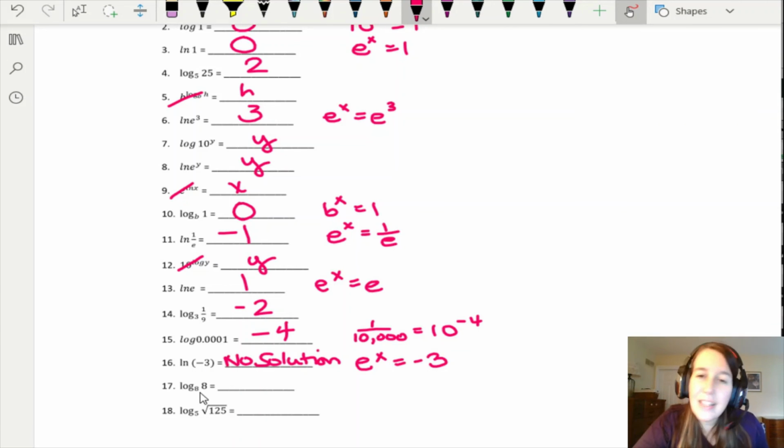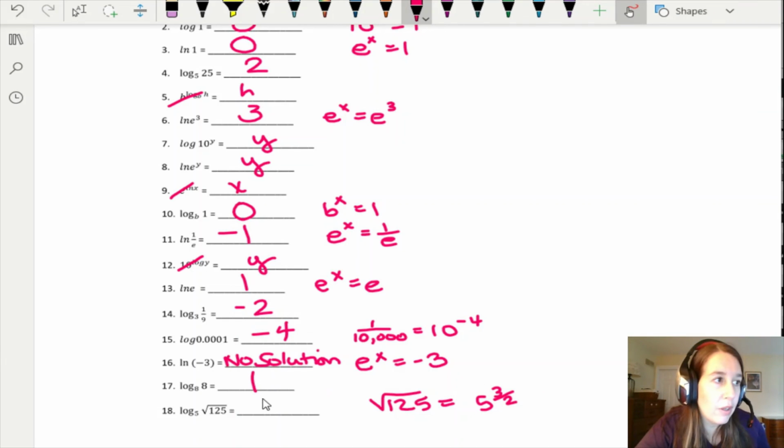All right, 8 to what power is 8? 1. Okay, 5 to what power is the square root of 125? So let's just tackle that square root of 125. Well, that would be 5 cubed is the 125, and then the square root is the 1/2 power. So this is 5 to the 3/2 power. So our answer is 3/2. Okay, hopefully you got some of those right. Maybe you want to tally up how many you got right and see how you're doing in this section.